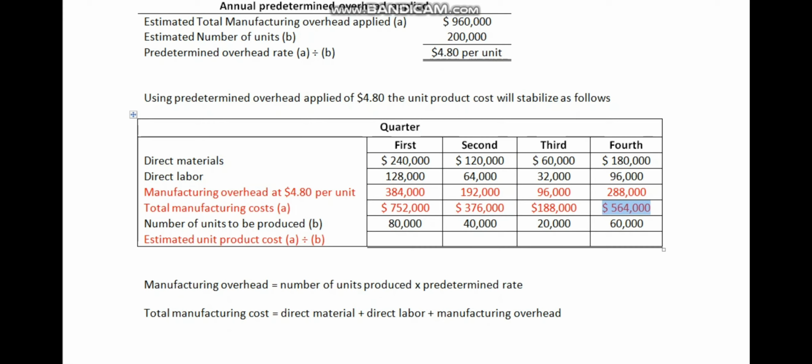Now the estimated unit product cost is simply total manufacturing cost divided by the number of units for each quarter, and when you do this, you get $9.40 for each quarter. So we have fulfilled the requirement. The estimated unit product cost is constant for all 4 quarters.